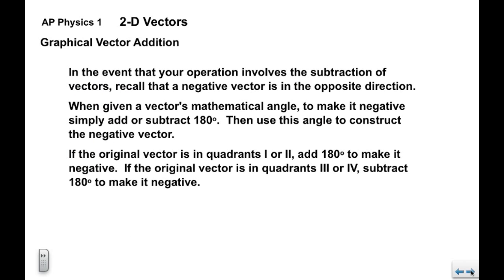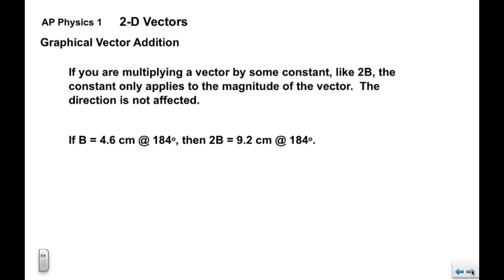All right. Now, in the event that your operation involves a subtraction of a vector, recall that a negative vector is in the opposite direction. So you can, given a mathematical angle, make a vector negative by adding or subtracting 180 based on if it's in quadrants 1 or 2. You add 180. If it's in quadrants 3 or 4, you subtract 180 to make the vector negative, and then proceed in the same manner. All right.